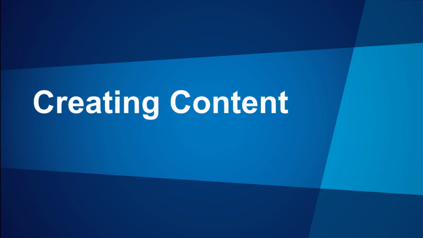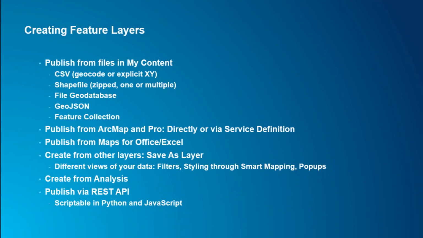And how would you create content? So feature layers, there's like a zillion ways to create feature layers, all this list and more. So you can publish from files. For example, if you have a CSV, you can publish that, and while you publish that, we'll ask you, do you want to geocode, what fields you want to geocode on, and you may have explicit XY coordinates in that CSV. We could use that as well, so that then that CSV file becomes a layer.